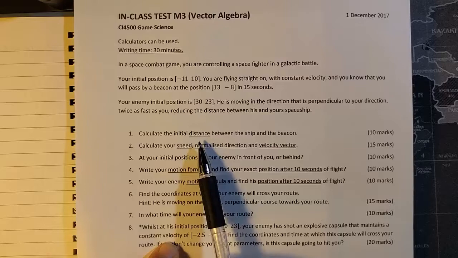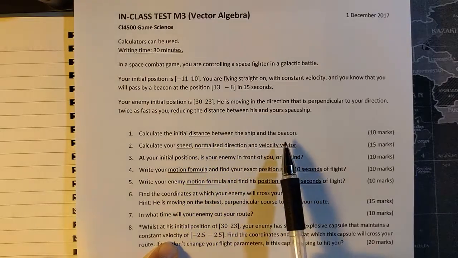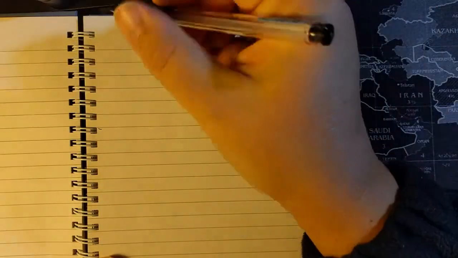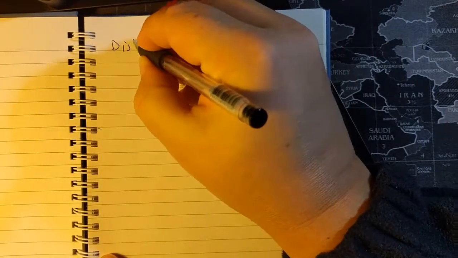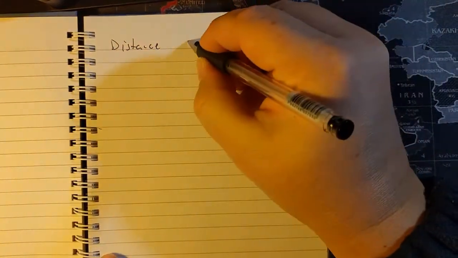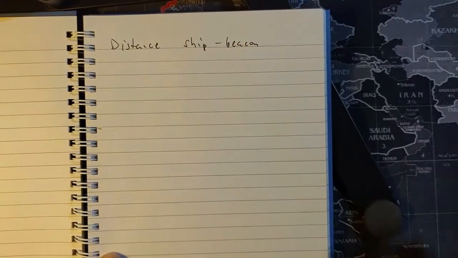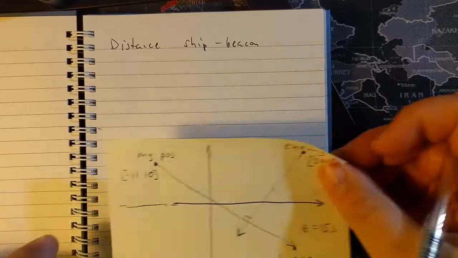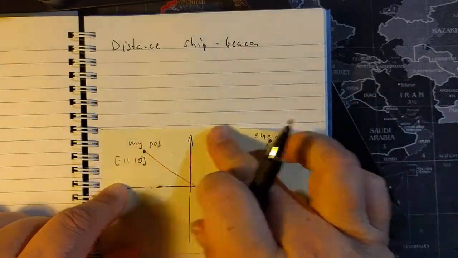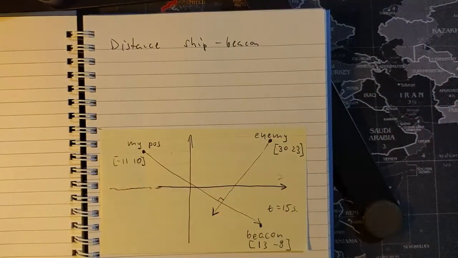Calculate the initial distance between the ship and the beacon. Alright, so distance, ship, beacon. I will stick my drawing here and let's think about how to calculate this.